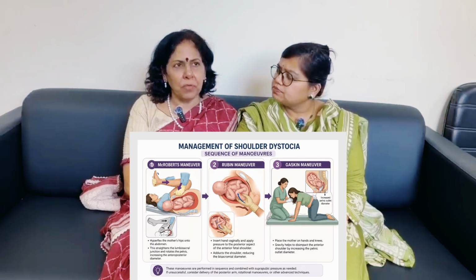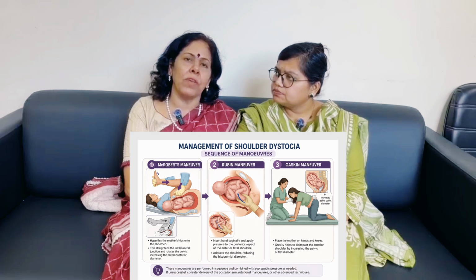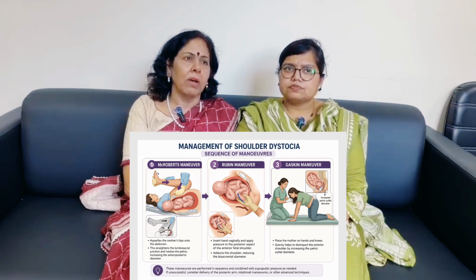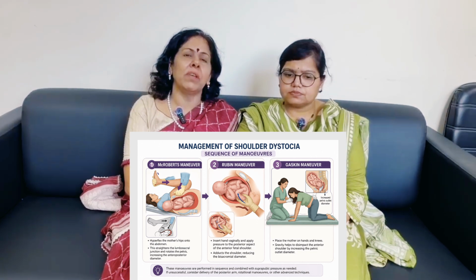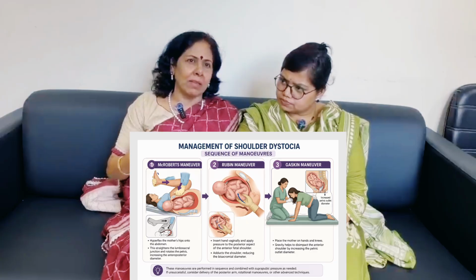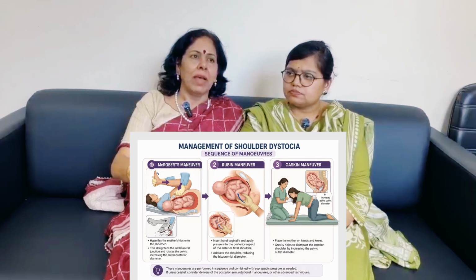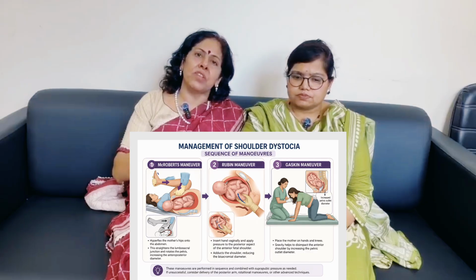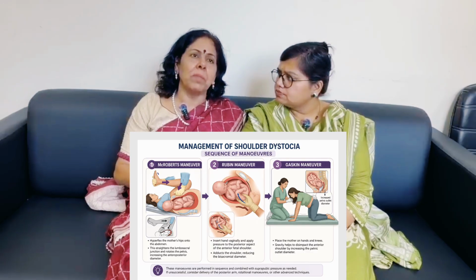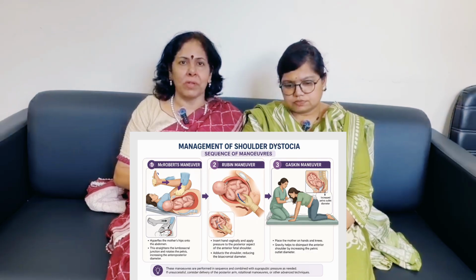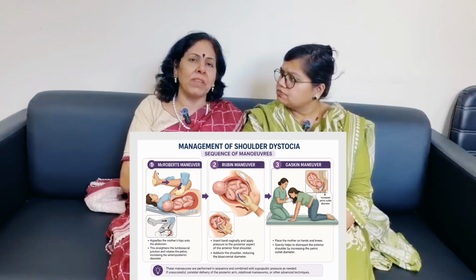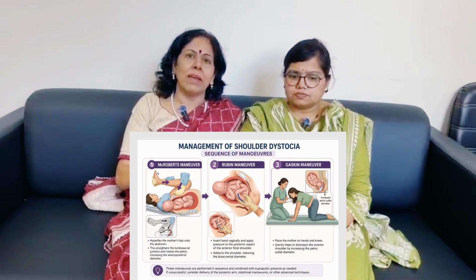Now the sequence of events, basically first we always do the McRoberts maneuver. What we do is, we will basically flex the legs and that will increase the anteroposterior diameter and that will help in the delivery of the stuck shoulder. So always remember the first maneuver is McRoberts. Since option D has McRoberts first, the answer is clearly D.